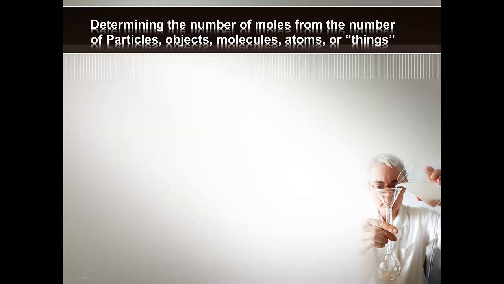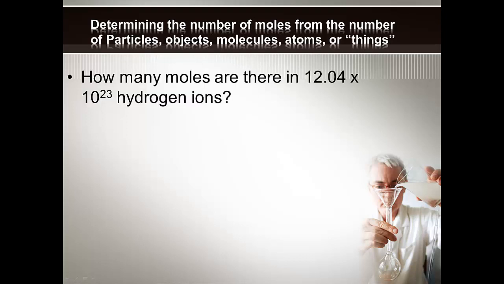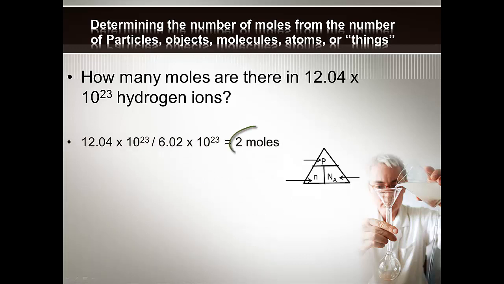Determining the number of moles from the number of particles, objects, molecules, atoms, or things: how many moles are there in 12.04 by 10 to the 23 hydrogen ions? That number looks very round to me. Why? Because remember Avogadro's number, 6.02 by 10 to the 23. This is 12.04, which looks like double Avogadro's number, so it's going to be 2 moles. 12.04 by 10 to the 23 divided by 6.02 by 10 to the 23 gives us 2 moles.